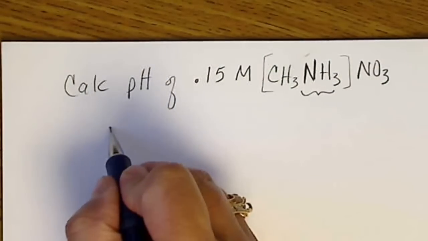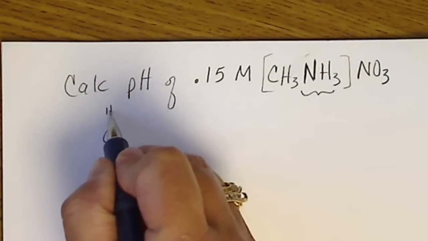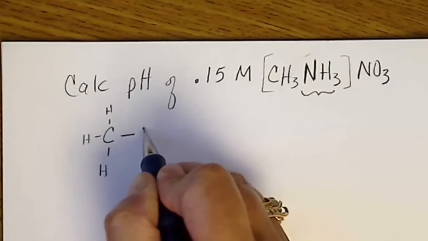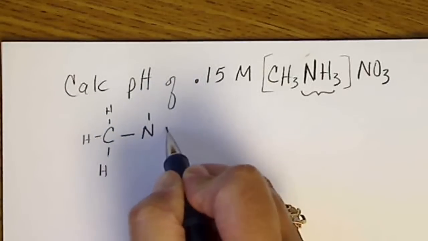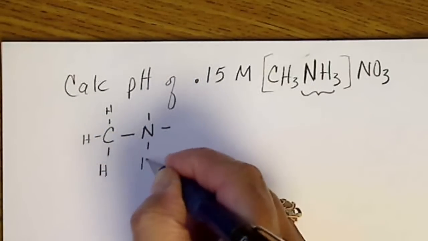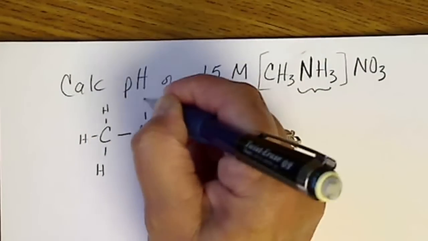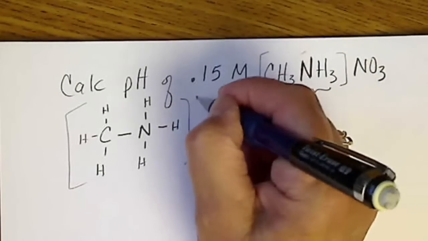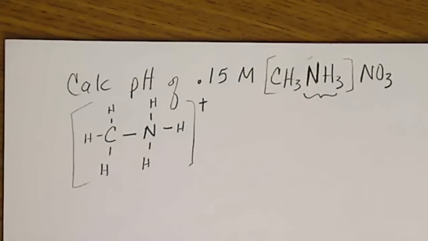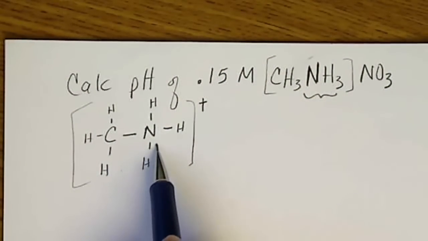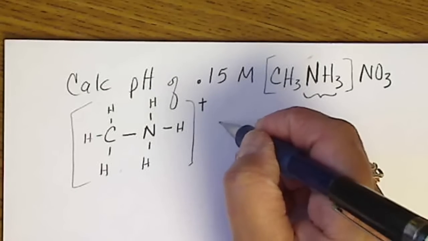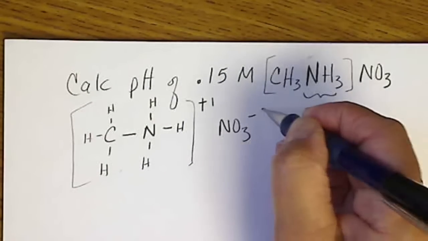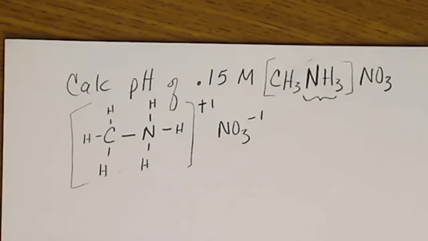So this has the formula: a methyl group, a carbon with 3 hydrogens around it, and then nitrogen is going to have 4 atoms bonded to it. So that is going to make this whole complex here positive. So that's the methylammonium ion, and then the nitrate. So we have a +1, -1, and so that's what our salt is.